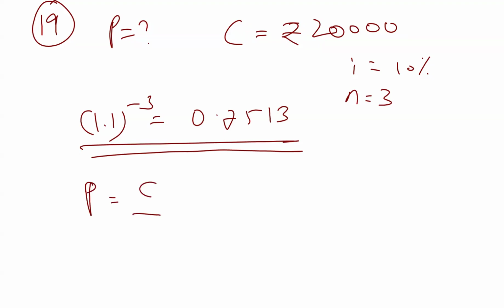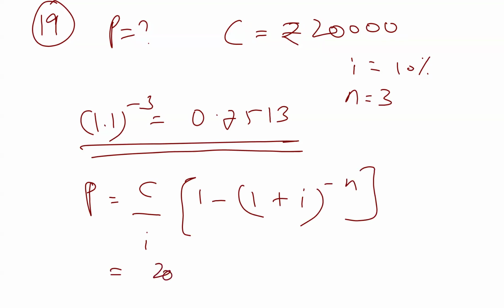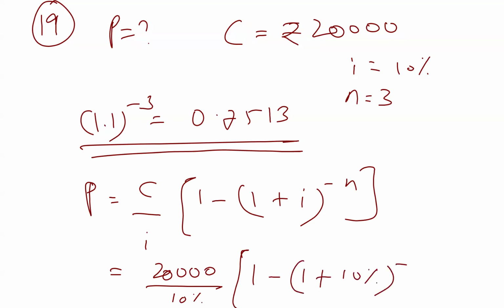Okay, so P is equal to C by I, 1 minus 1 plus I raised to minus N. So what is C? C is 20,000, I is 10%, 1 minus 1 plus 10% raised to minus N, N is 3. So you can proceed with this calculation because it's really very simple and we have done such kind of examples earlier. Okay. Question number 20, very important, right? Very important because this problem also was asked earlier in the board exam.